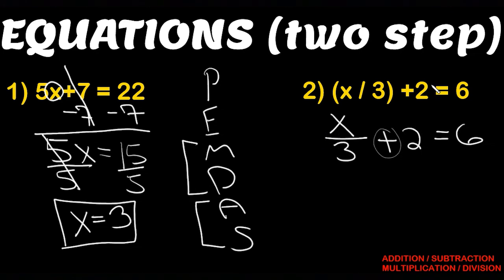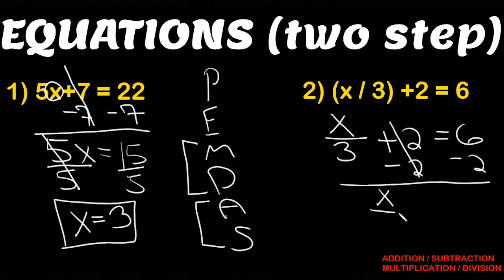So I am going to do the opposite, which is minus 2, right? And we're doing that on both sides as we go, okay? And we're going to cancel out right here, and I get x over 3 equal to 6 minus 2, that will give me 4. So now we have a one-step equation. How do I solve it?